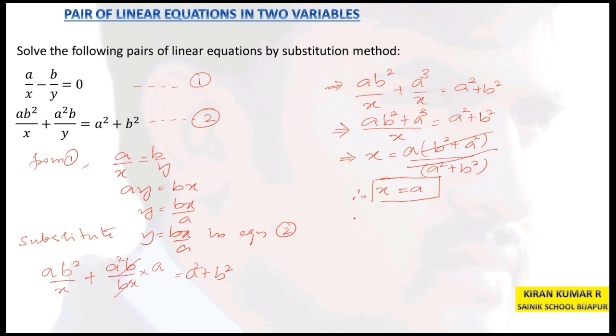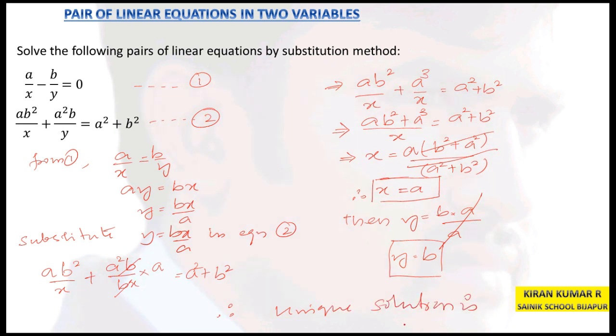Since we got the value of x as a, then y will be equal to b times a upon a. A will get cancelled. The value of y will be b. Therefore, the unique solution is a comma b. X value is a and y value is b.